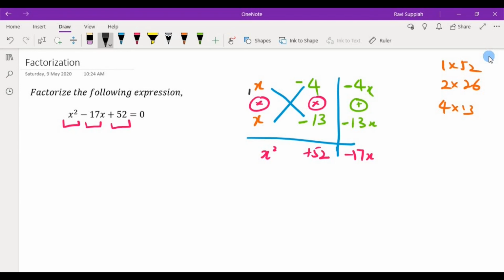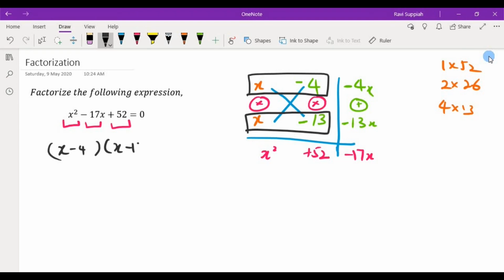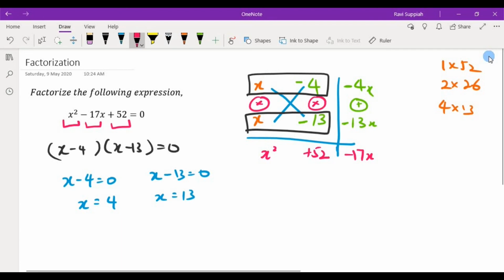So the factorized solution is x minus 4 and x minus 13 equals to 0. Since this is a quadratic expression, you have two possible solutions. One is x minus 4 equals to 0, which will give me 4, or x minus 13 equals to 0, and I get x equals to 13. So the way you write your final answer is x equals to 4 or 13. That is your final answer here for this question.